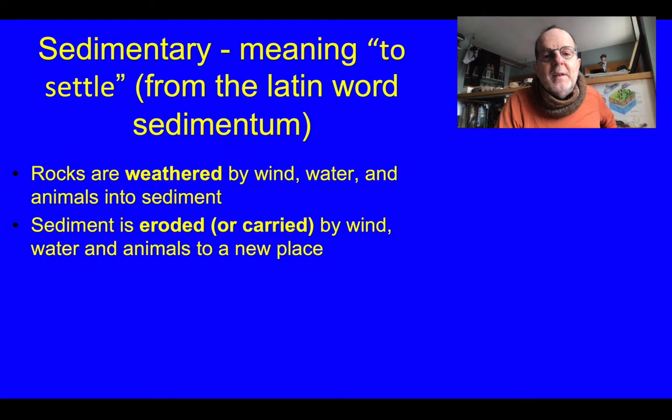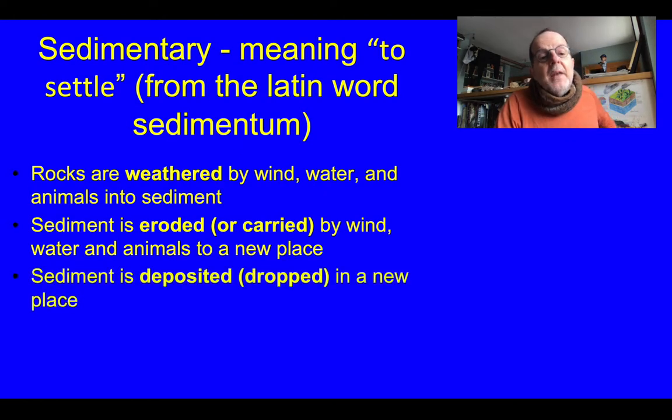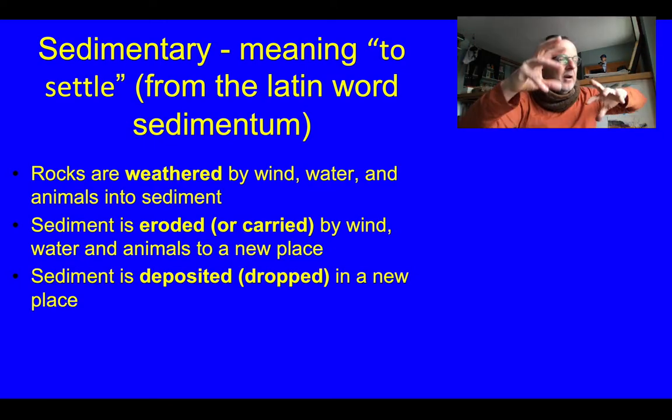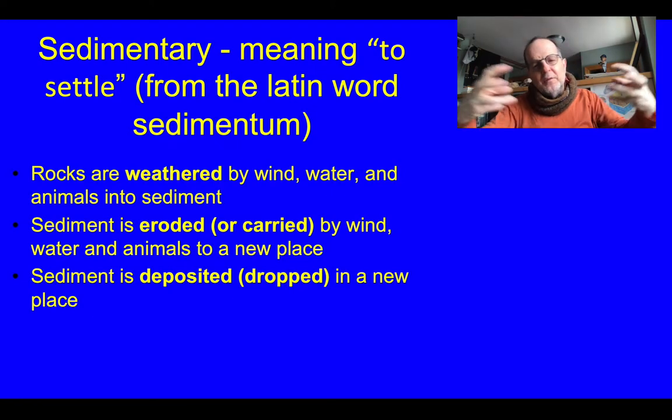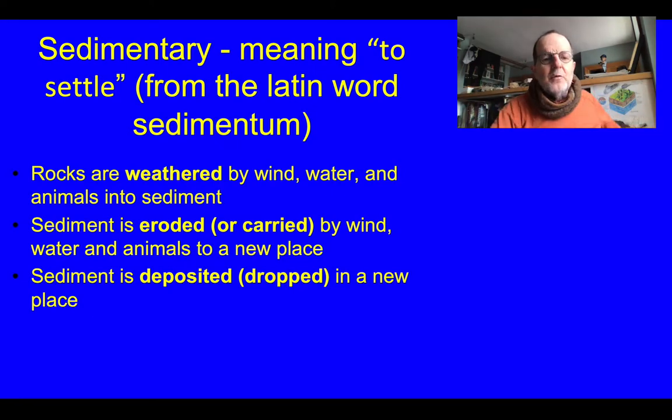Erosion is the movement of sediment, carried by the wind, water, and animals to a new place. And we should add here gravity. Gravity is an important part of the movement. So if I drop these rocks that are next to me, or if rocks fall down a cliff, that can create sediment, because the rock falling down the cliff breaks into smaller pieces and water washes it away. So gravity also. So we should say sediment is eroded by wind, water, gravity, and animals to a new place.